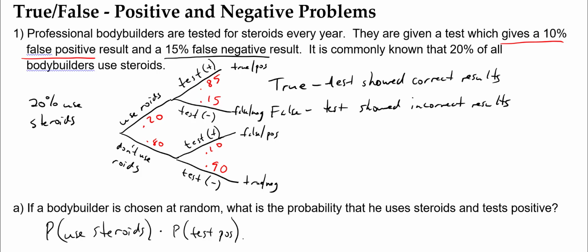All right, so what's the probability of using steroids? It's 0.2, right? I'm just pulling it off a chart here, so it's 0.20. And what's the probability that he tested positive? Test positive is 0.85, right? I'm just reading right off of here, 0.85, and so that gives me 0.17.